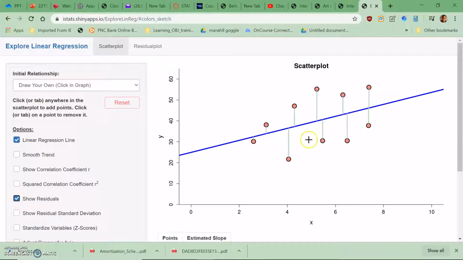Look at that. I'm talking about these green lines. These green lines are called residuals, and what we try to do is minimize these vertical distances. A line for which these vertical distances, which are called residuals, are minimum will be the best fit line, or the line of best fit, and that line will be called the regression line.